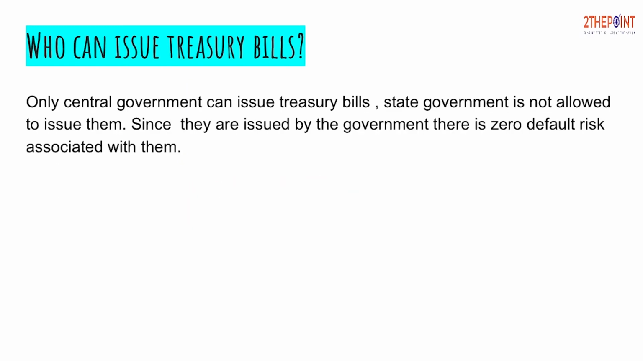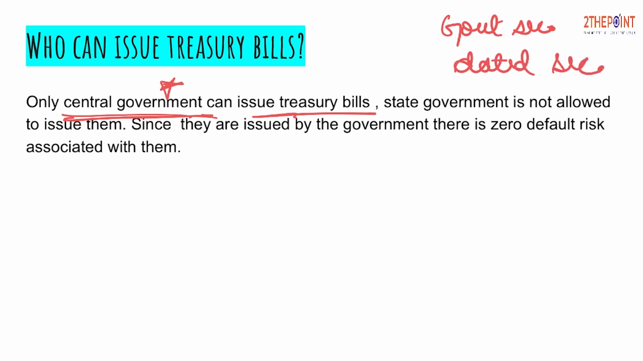Okay. Next is who can issue treasury bills. As I told you, only the central government. This point you have to always remember, that only the central government can issue treasury bills. State governments are not allowed to issue them. State governments can only issue government securities, or dated securities, in the form of state development loans, SDL. The rest are issued by the central government.